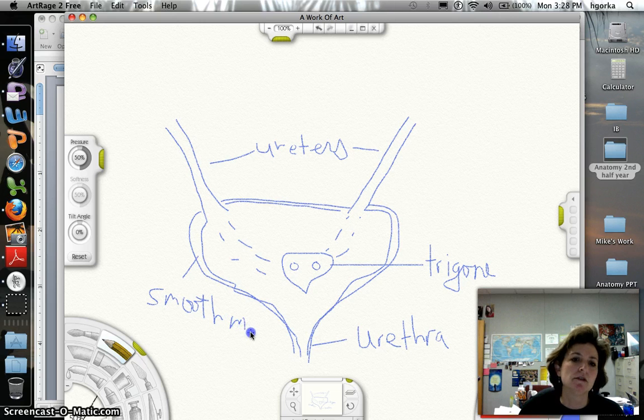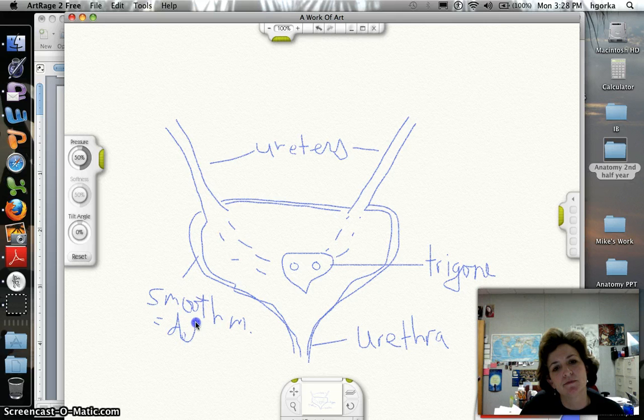Smooth muscle equals detrusor muscle. D-E-T-R-U-S-O-R.